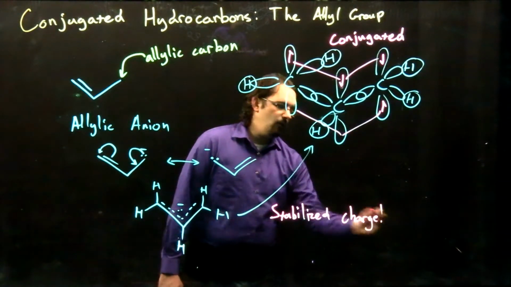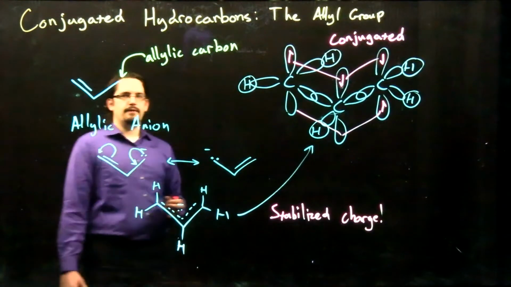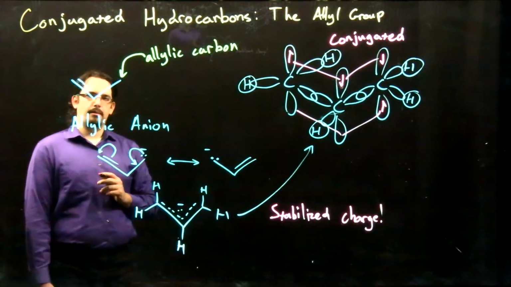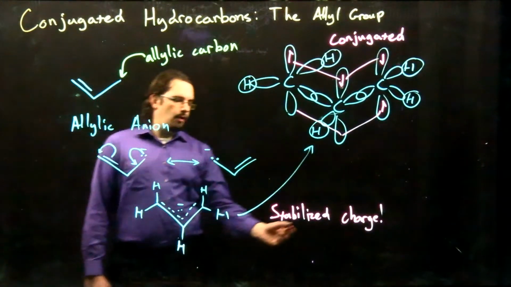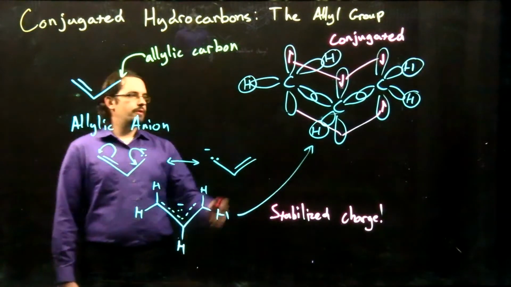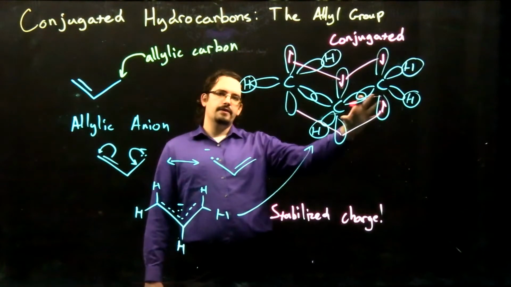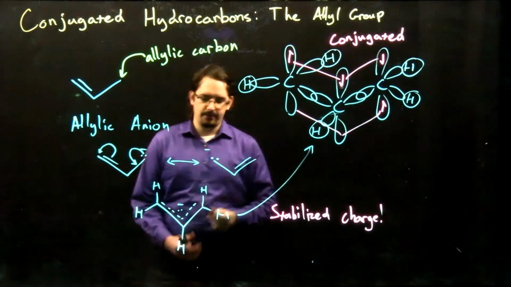So I can say that overall, my charge gets stabilized at that allylic carbon, right? Whether it's positive charge or negative charge, I'm always stabilizing that charge through this conjugation effect and this sharing of my charges between my 3 carbons.